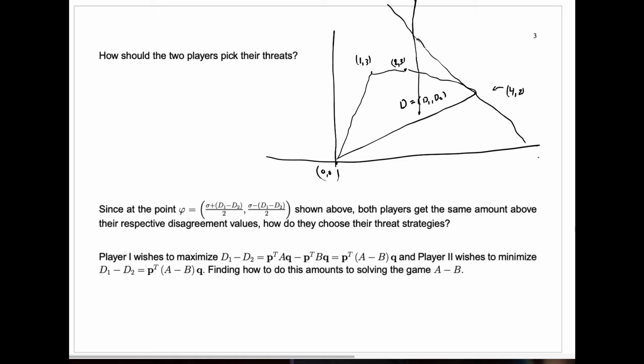Similarly, if I put a horizontal line, remember player 1 is on the horizontal, 2 is on the vertical.